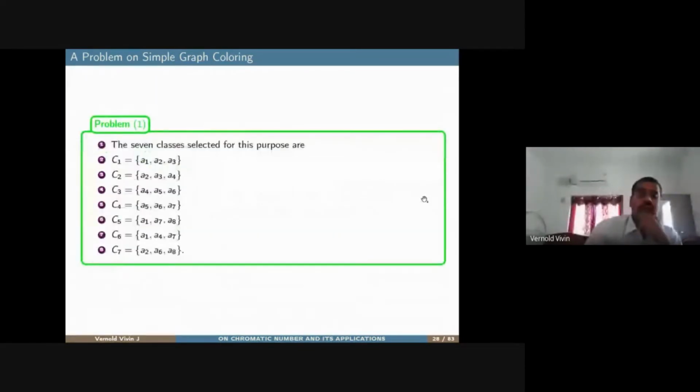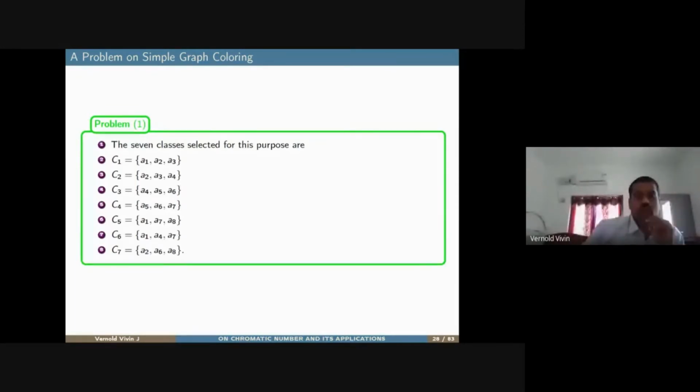The 7 classes selected for this purpose are C1, with 3 teachers A1, A2, A3, and the second class C2 with teachers A2, A3, A4, C3 with A4, A5, A6, C4 with A5, A6, A7, C5, and so on, up to C6. All those 3 different subject teachers going to particular classes are denoted by this set.